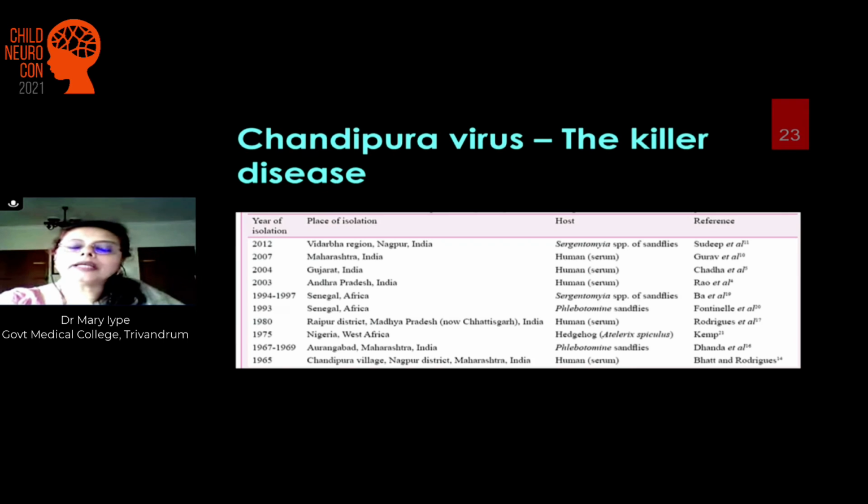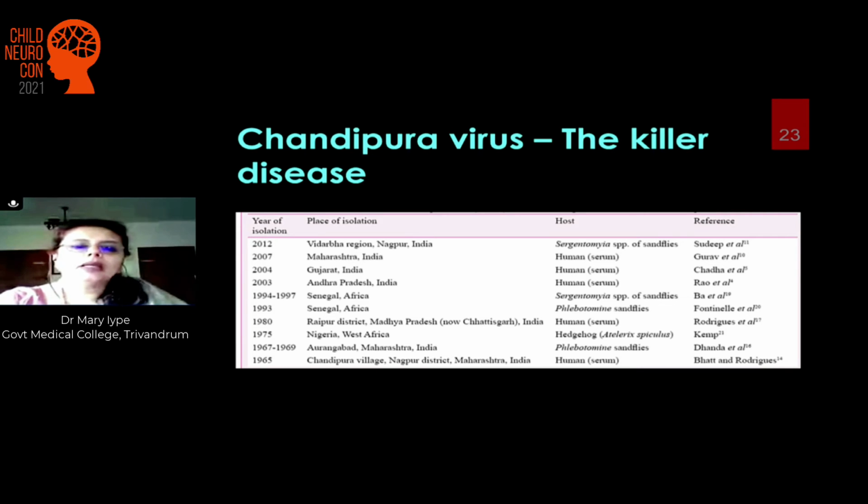The Chandipura virus is very important in the Indian scenario because it's a killer disease which has killed so many people. It was in 1965 that Chandipura virus first caused the disease in Chandipura village, Nagpur district, Maharashtra, India. And later in 1967-69, there was an outbreak in Aurangabad, and then it was recognized in Africa also in 1975, 1993, 1994, 97, and it has come back to India in 2003, 2004, up to 2011 and caused a lot of mortality.